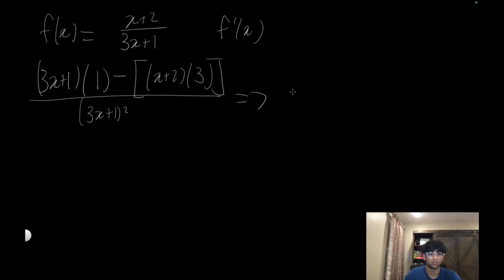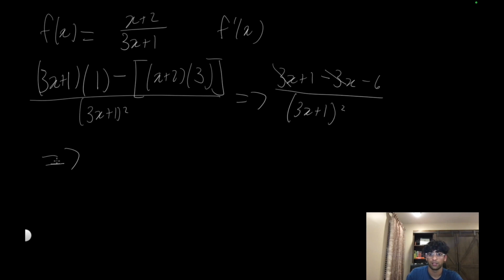This just becomes 3x plus 1 minus 3x minus 6 over 3x plus 1 quantity squared. Again, the 3x's cancel out, and we can simplify this further. We'll just get negative 5 over the quantity 3x plus 1 squared, and this is equal to f prime of x. Right? Let's go over one last example.